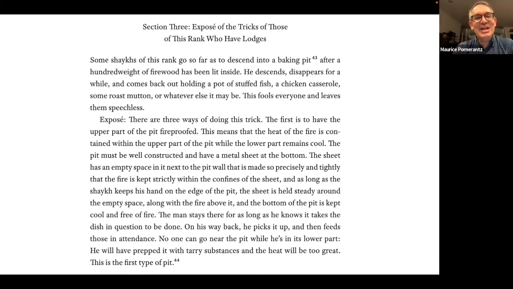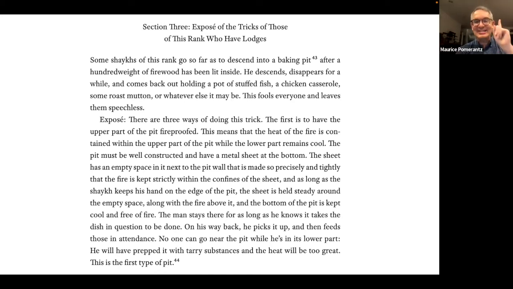And so some sheikhs of this rank go so far as to descend into a baking pit after 100 weight of firewood has been lit inside. So the thing is flaming. The sheikh, so that is the divine man, disappears for a while and comes back out holding a pot of stuffed fish, a chicken casserole, some roast mutton, or whatever else it may be. And this fools everyone and leaves them speechless. Yes, it would, and you can imagine the scene, right? Flames are shooting out and the sheikh comes out holding chicken casserole.